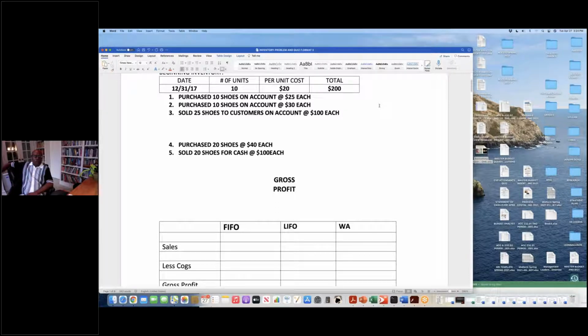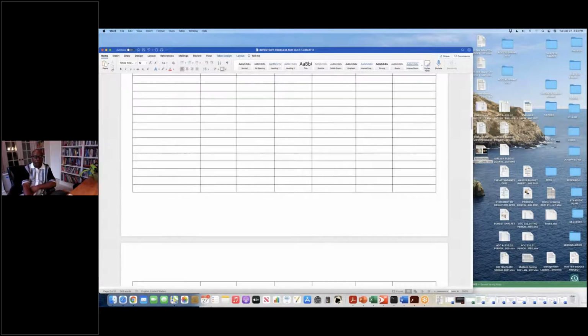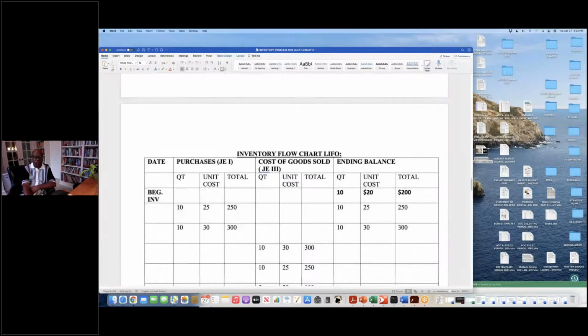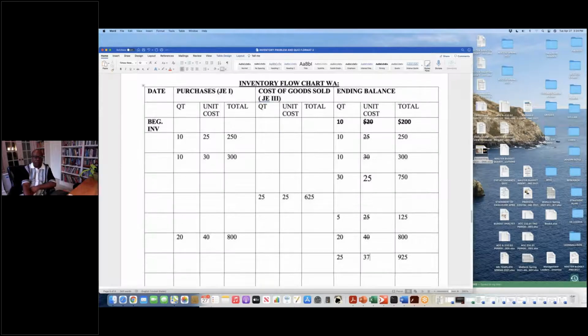Professor, can you slide down to the page that we were just on, the flow chart for weighted average? Wait, thank you. Okay.